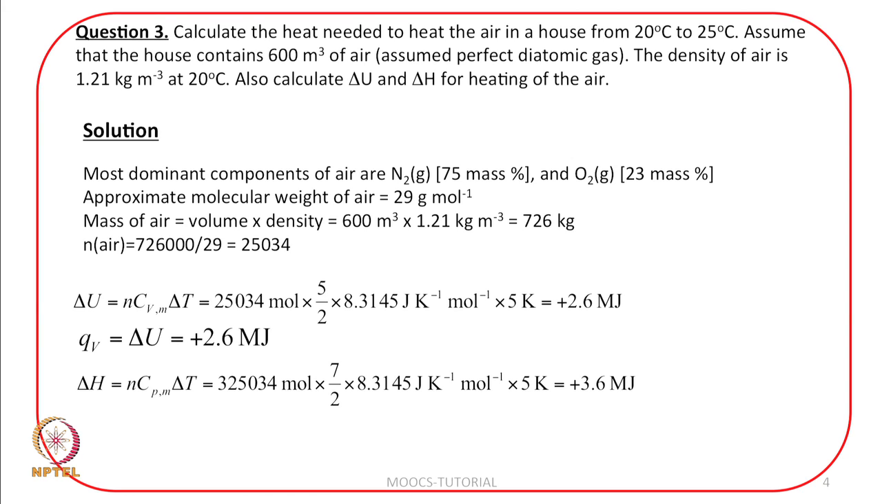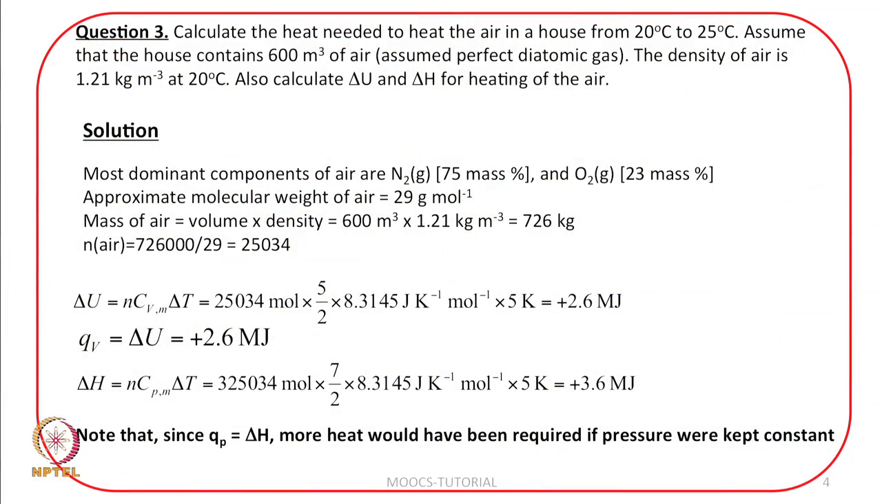So, you see the first law of thermodynamics allows us to find out many useful thermodynamic parameters which are either connected with internal energy or connected with heat, and also one can connect this with the work. Suppose the pressure were kept constant; in the house we discussed that the volume is held constant, so we need to calculate QV. If pressure were held constant, you would have required more heat, 3.6 megajoule.